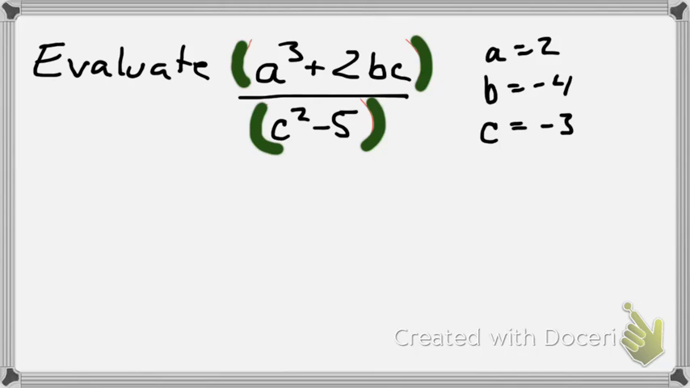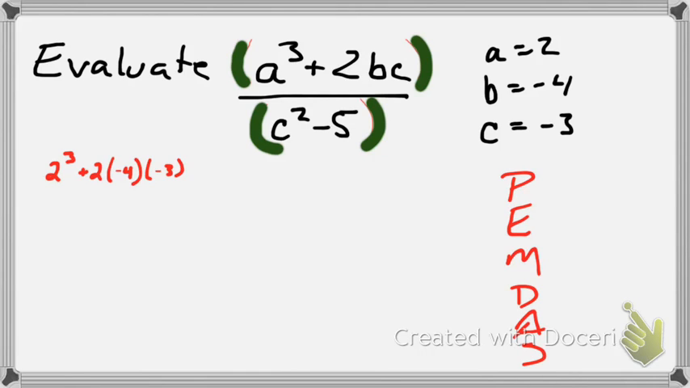You can't divide the top by c squared and then subtract 5. You have to get an answer for the top, you have to get an answer for the bottom, and then divide them. So when you place your values in and get rid of your variables, it's going to look like that. The top is 2 to the third plus 2 times negative 4 times negative 3. And the bottom is negative 3 squared minus 5. I just wrote it across instead of top and bottom.